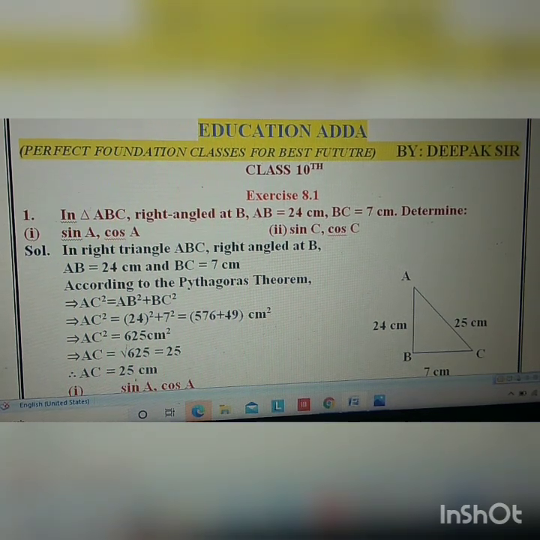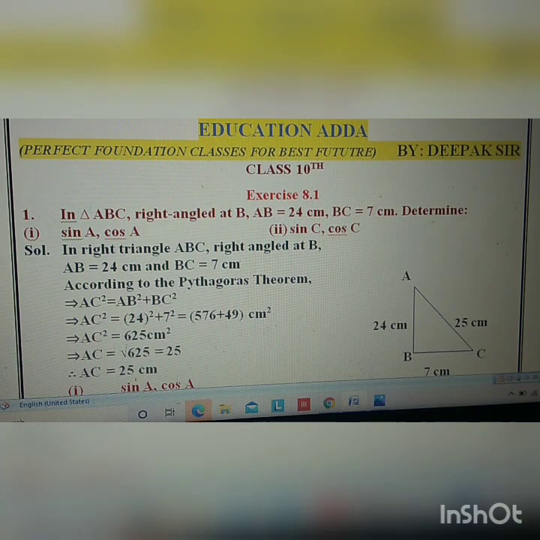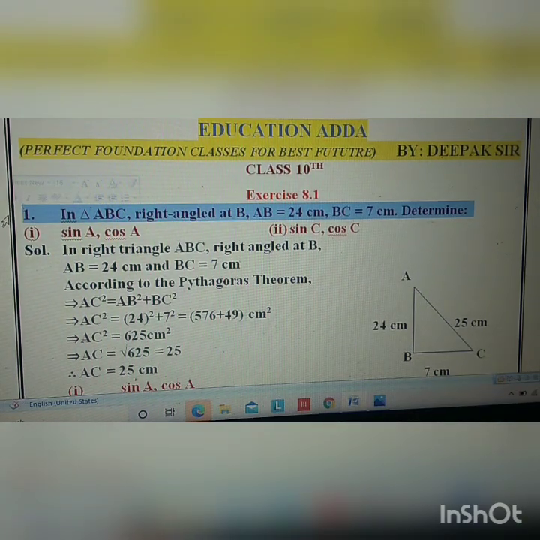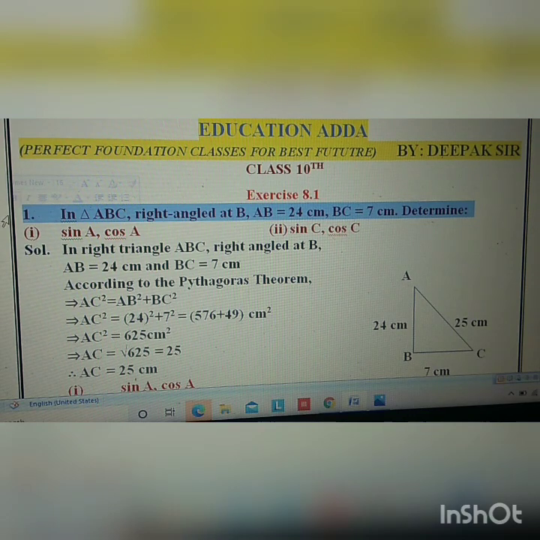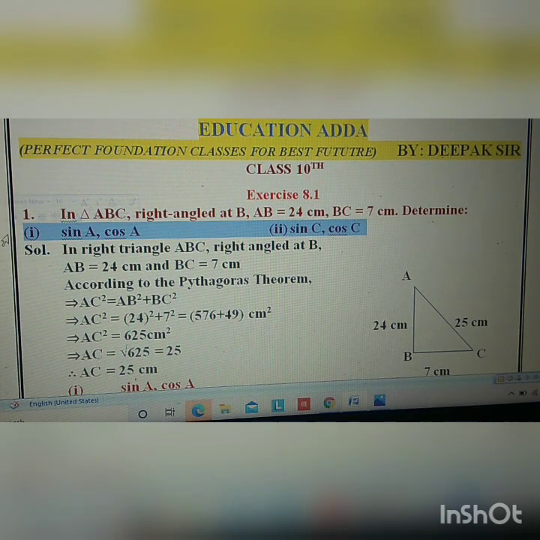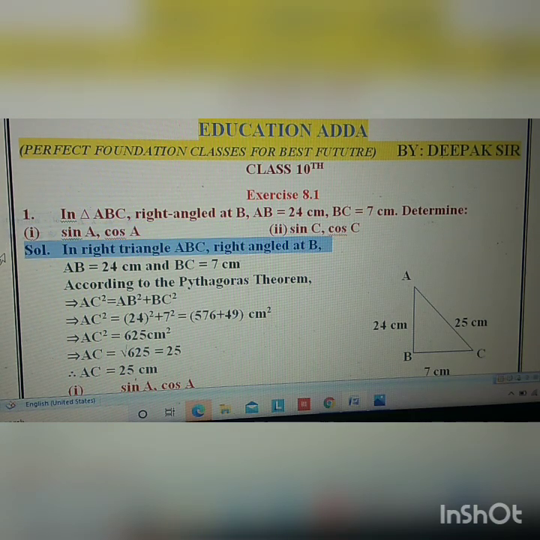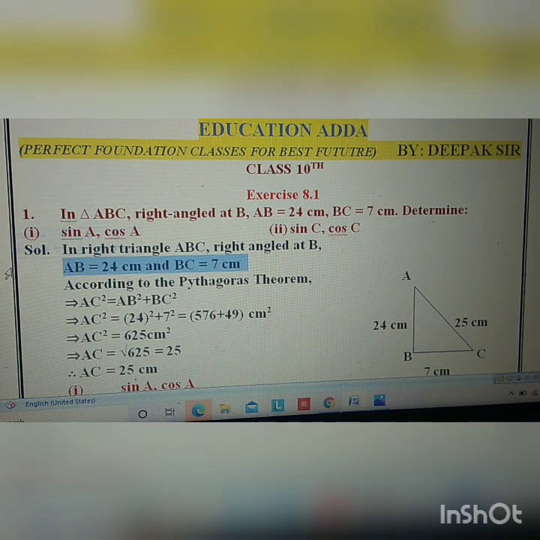In question number 1, you are given a right triangle ABC in which angle B is 90, AB is 24, BC is 7 centimeters. We have to determine the value of sin A, cos A, sin C, cos C. So let us suppose there is a right triangle ABC in which the right angle is B. AB is 24, BC is 7, as given.